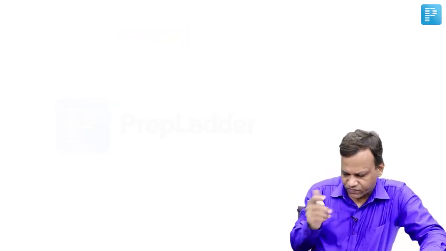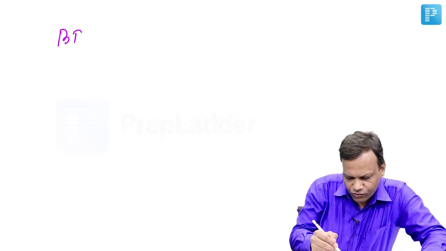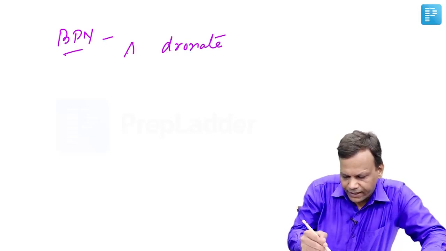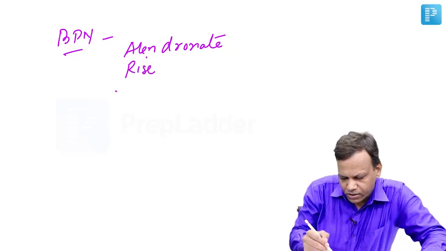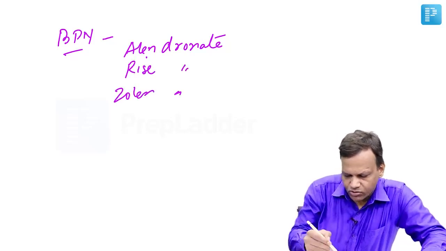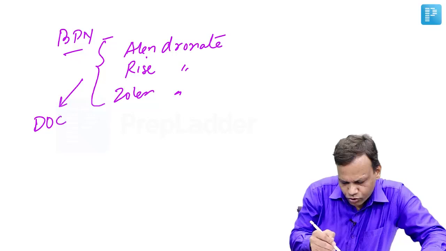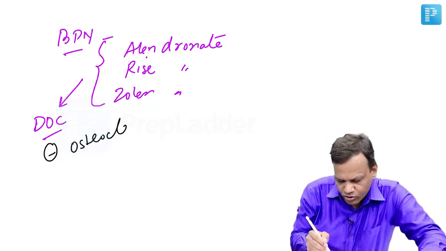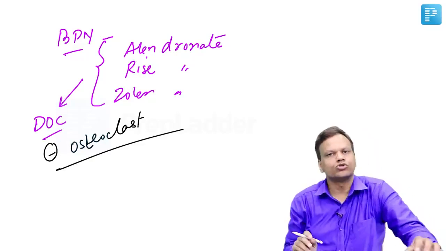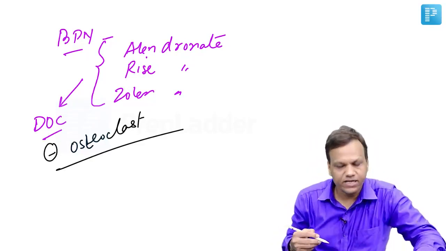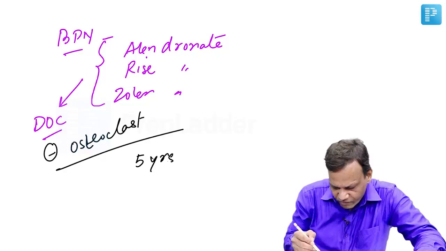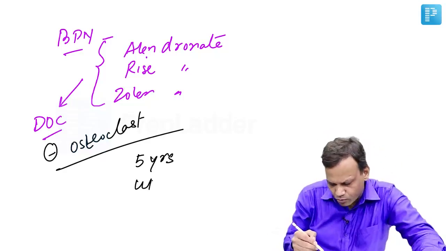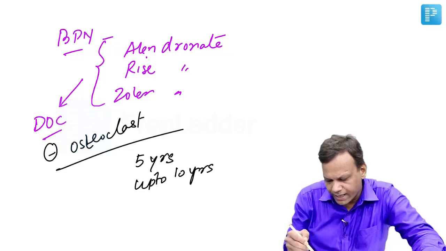The most important drug which is used in osteoporosis is bisphosphonates. The names end with dronate, like alendronate, risedronate, zoledronate. Dronates or bisphosphonates are the drug of choice for osteoporosis. They act by inhibiting the osteoclast, so bone resorption will not occur. They can be used to treat osteoporosis. They can be used for several years. Usually we continue them for 5 years, and sometimes we can stop after 5 years, and we may continue them up to 10 years.